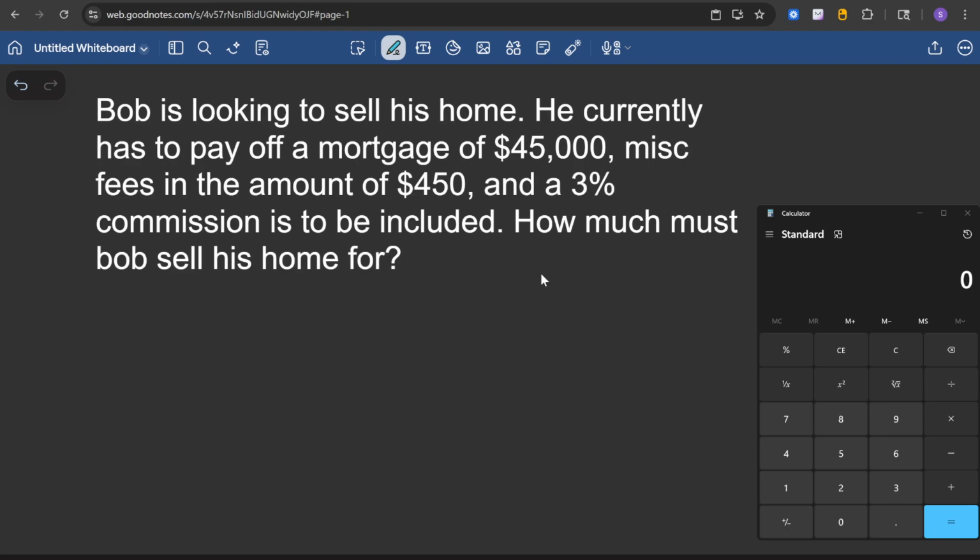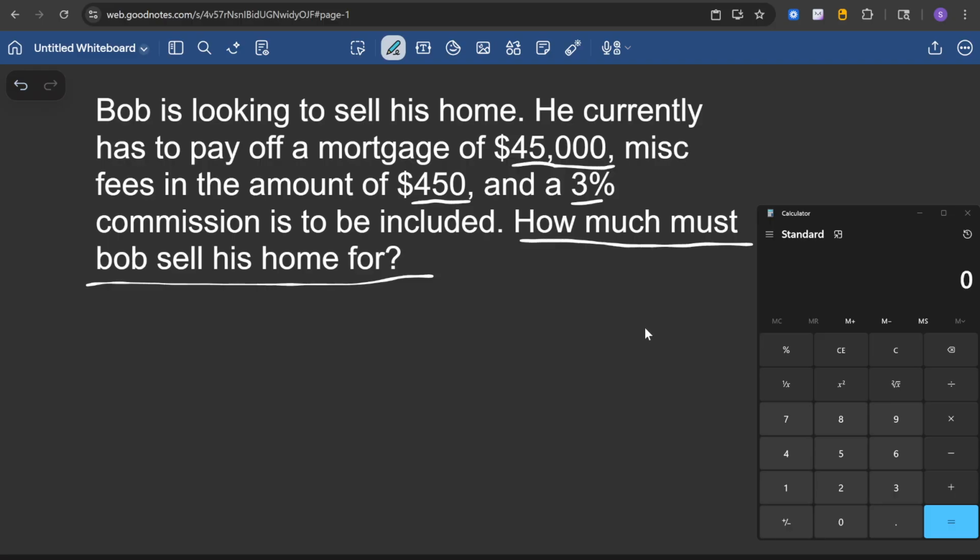So what I always like to do first is identify what the question is asking me. How much must Bob sell his home for? The next thing I like to do is identify all the things I have in the question. Well, he has to pay off a $45,000 mortgage. He has $450 in miscellaneous closing fees, and a 3% commission is to be included.